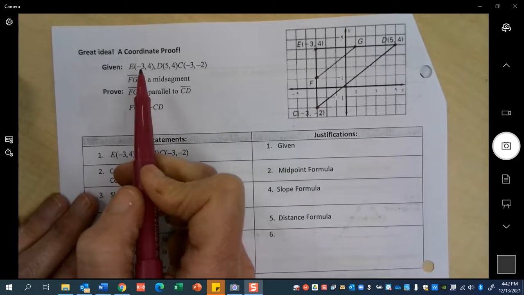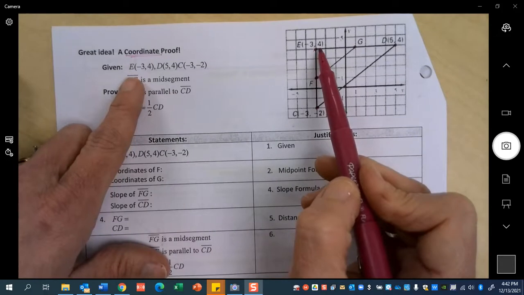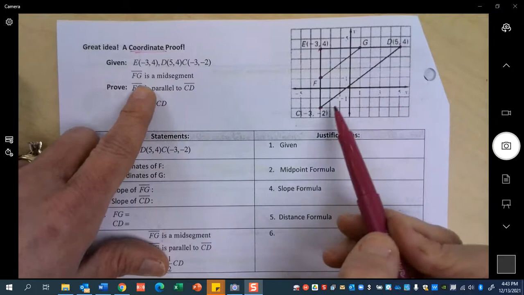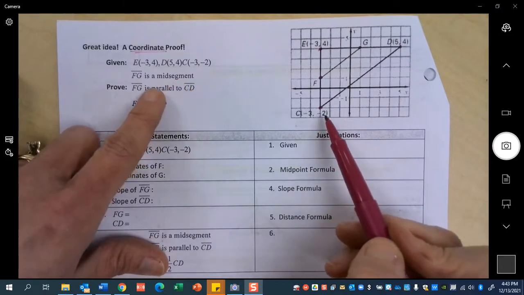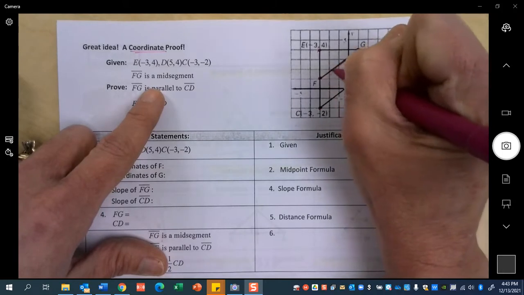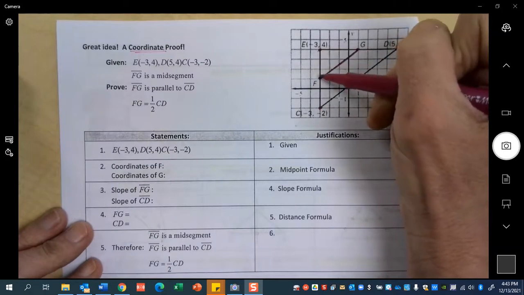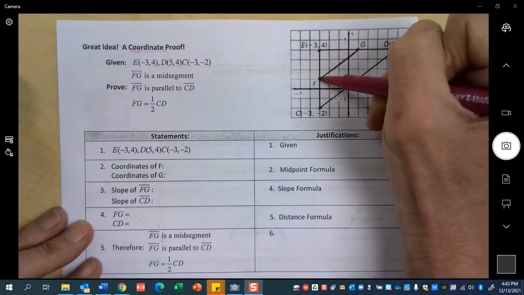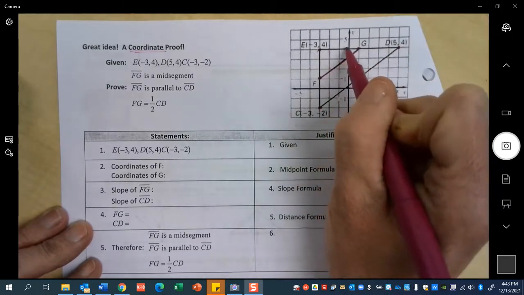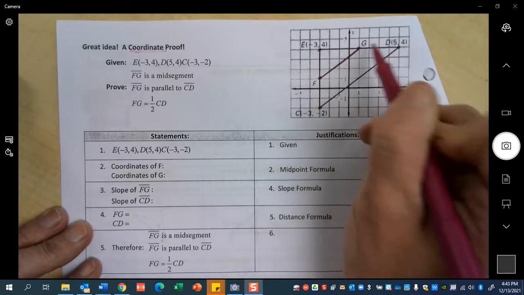So let's talk about a coordinate proof. So if we're given E is over here at negative 3, 4, D is here at 5, 4, C is down here at negative 3, negative 2, and FG is a mid-segment. And we can kind of already see that because if this distance here is 1, 2, 4, 5, 6, here's F's ordered pair. And if G is 1, 2, 3, 4, 5, 6, 7, 8, halfway between my x coordinates.